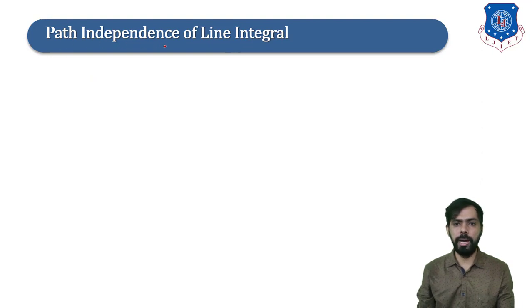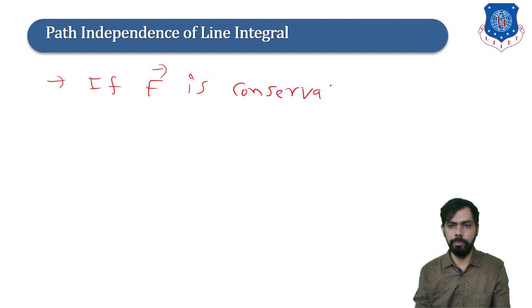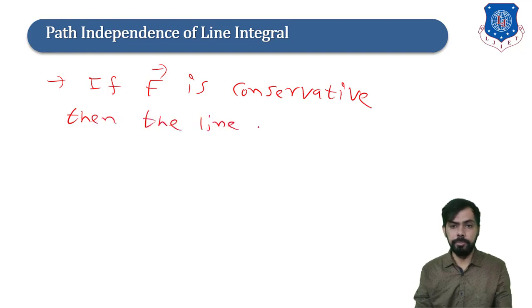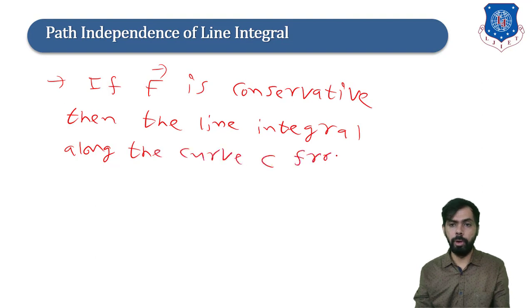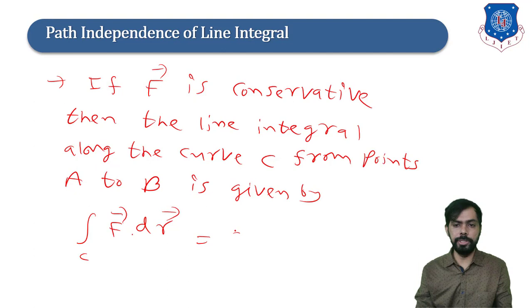Now we will discuss a new topic, that is path independence of line integral. First of all, what is the meaning of path independence of line integral? If vector field F is conservative, then the line integral along the curve C from point A to B is given by the integration of F dot dr, which is equal to phi of B minus phi of A.